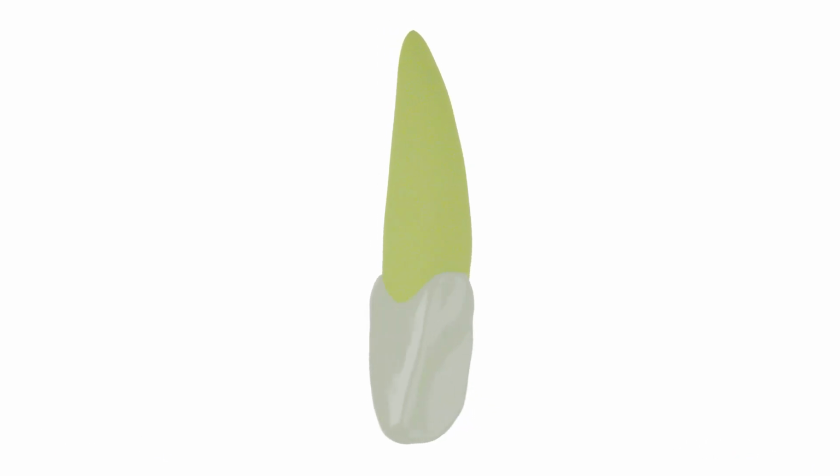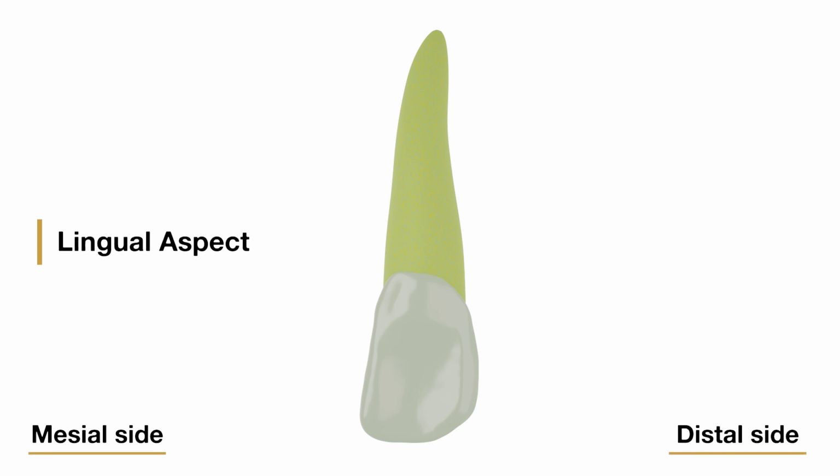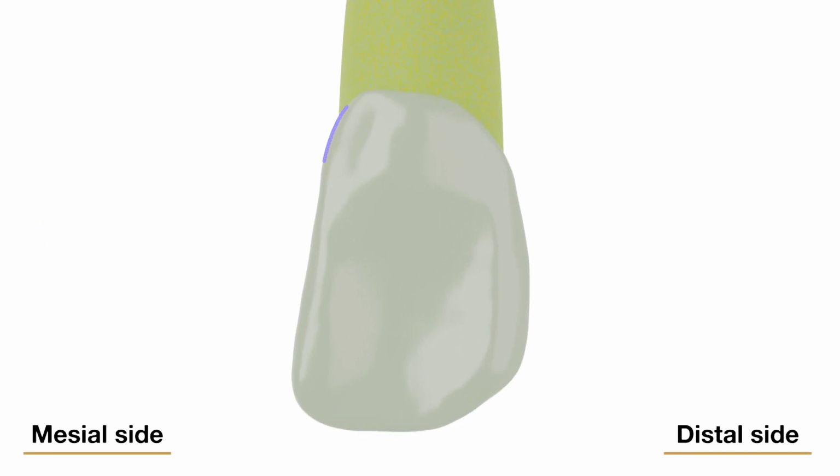Now let's move on to the lingual aspect. The outline of the cervical line is similar to the labial aspect, with the curvature root-wise. Below the cervical line, there is a smooth convexity known as the cingulum, which is followed by a concavity known as the lingual fossa, which is more concave than the central incisor.